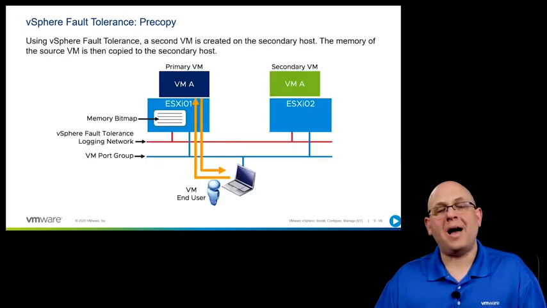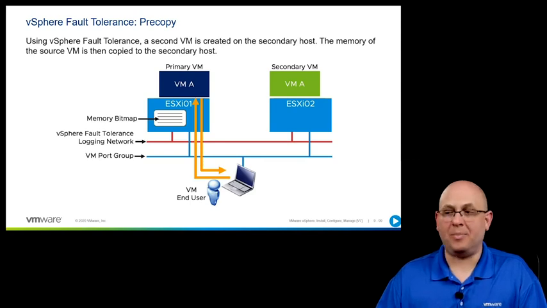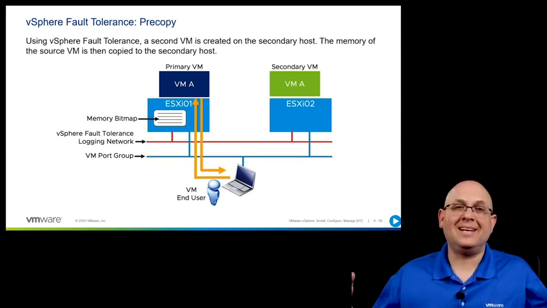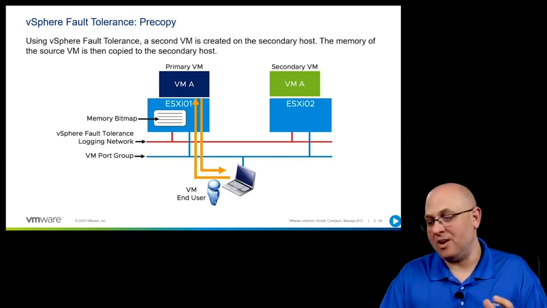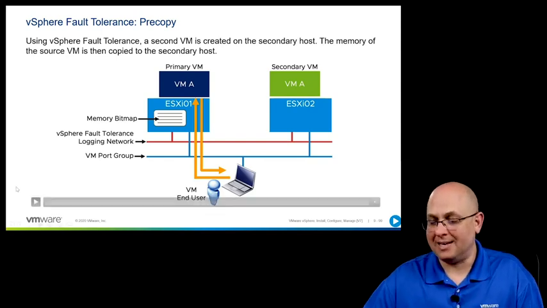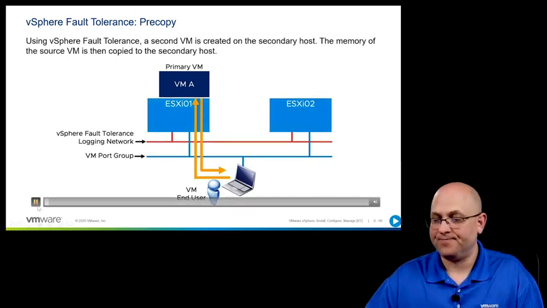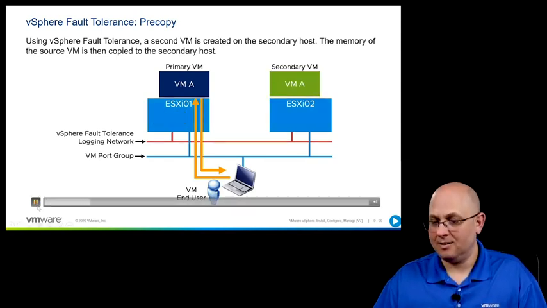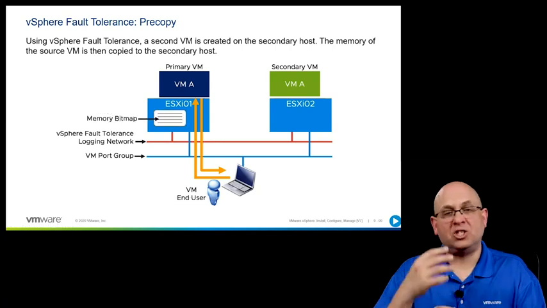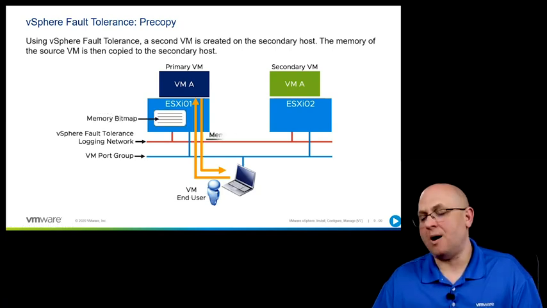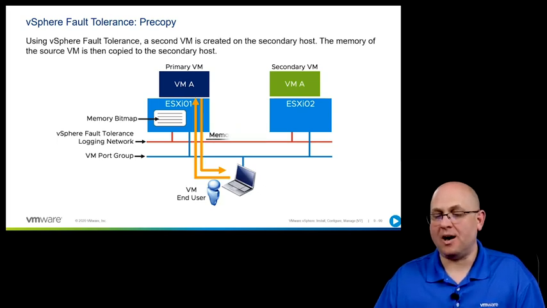We'll start by executing a pre-copy. That is, we take the entire virtual machine's memory footprint and copy it over to the secondary ESXi host. Then, when there are changes done, we copy those changes. Okay? So we start with this memory pre-copy.